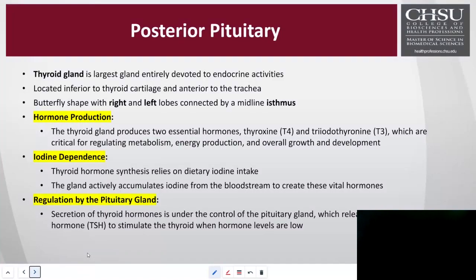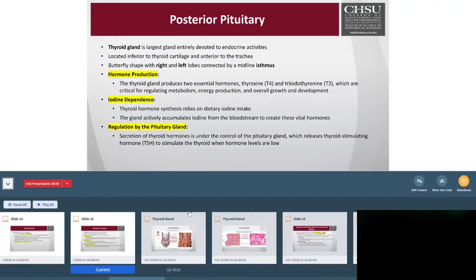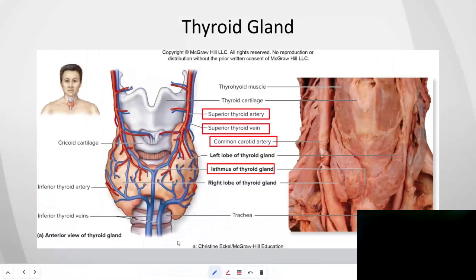In the post pit, actually, you know what? I think the title was off a little bit. Sorry about that. I think yeah. So I should have swapped this around. So let me show you a picture first, and we'll come back. So this is a picture of the thyroid gland. So we'll start with this gland first, just looking at some of the anatomy.